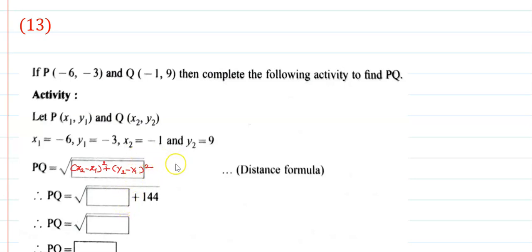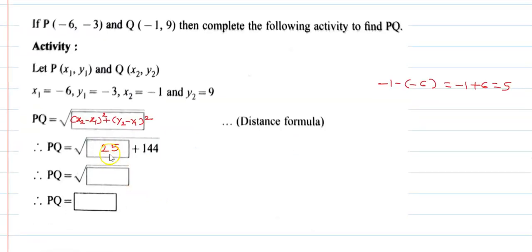Therefore, first x2 minus x1: x2 is -1 minus in bracket -6, that is -1 plus 6, and overall you will get 5. Then 5 square is 25. And y2 minus y1, it's already given, that is 9 minus in bracket -3, then you will get plus, that is 9 plus 3, 12 square is 144.